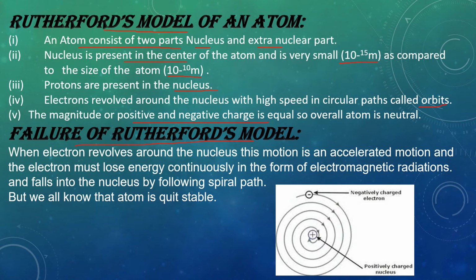According to Rutherford, electrons revolve around the nucleus in a circular path, as you can see in the figure. But because the electron is a charged particle and its motion around the nucleus is accelerated motion, and whenever a charged particle undergoes accelerated motion, its energy becomes less and less, it will come closer to the nucleus in a spiral path, and ultimately it will fall into the nucleus. That means the atom should collapse, but actually it does not happen, and we know that the atom is quite stable. This is the major drawback or limitation of Rutherford's model. Rutherford could not explain this.